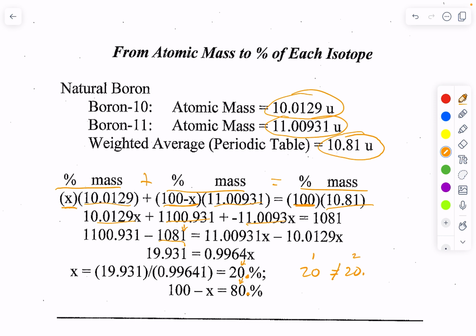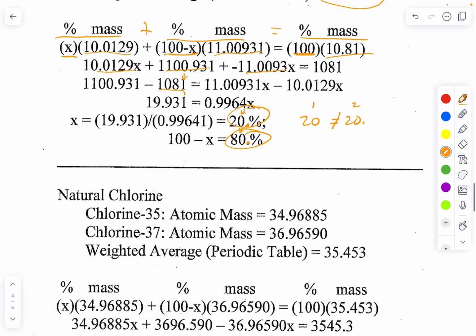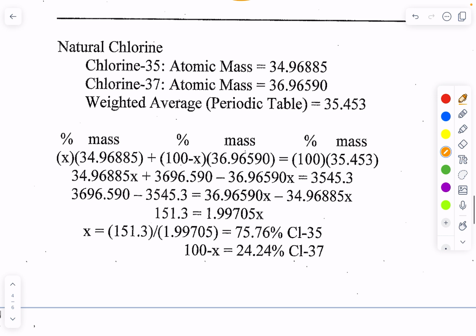And so you can see that my weighted average, which if you look up here, you can see the weighted average of 10.8 is closer to boron 11 than it is to boron 10. And sure enough, I have 80% boron 11, so it's going to be the bigger contributing factor to the weighted average, and only 20% of boron 10. Here's another example using chlorine.